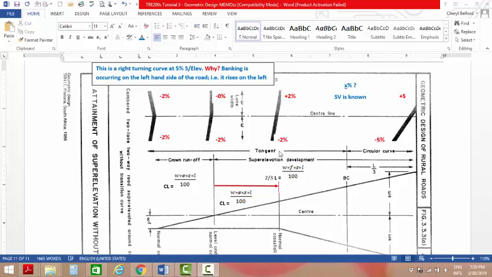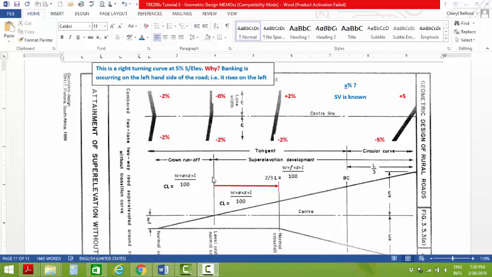What is significant about the stake value here? Well, it is where full crossfall has been achieved, i.e. 2% on the right and minus 2%, 2% plus 2% on the left and minus 2% on the right. So full crossfall has been achieved. So this distance is very significant. Now what is this distance?